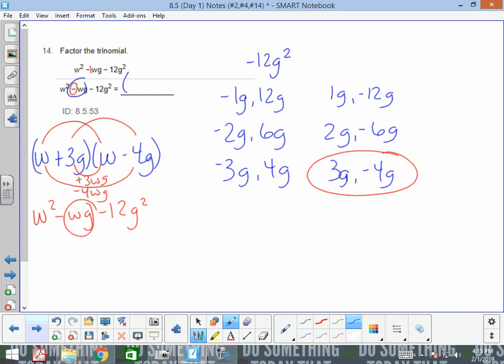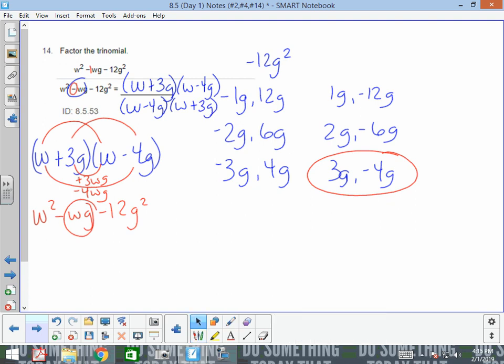So this answer is w plus 3g, w minus 4g. And again, it doesn't matter the order. On this one, don't enter the commas, only the ones that say enter the commas. So the order doesn't matter. It's the signs in the parentheses and the numbers that matter.